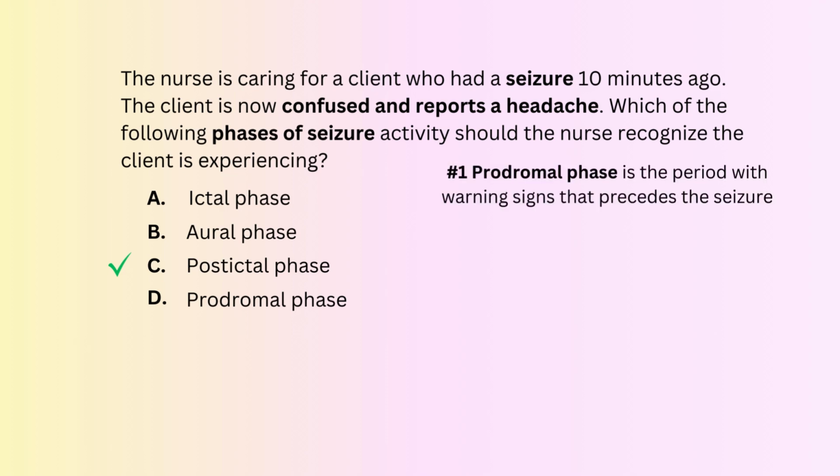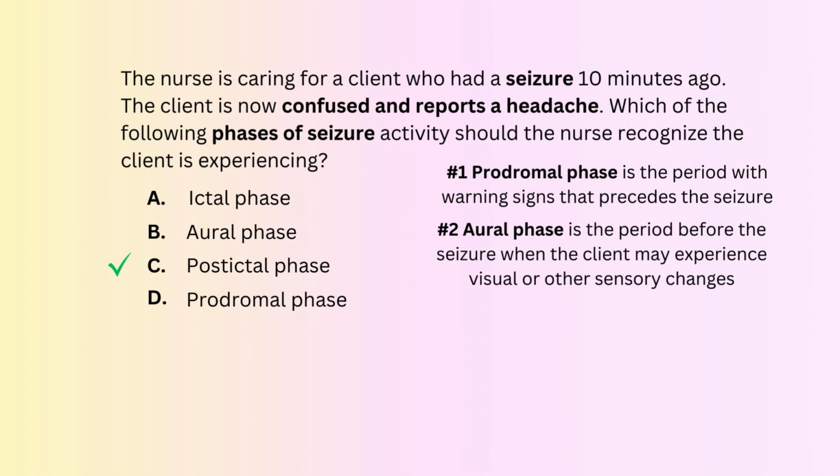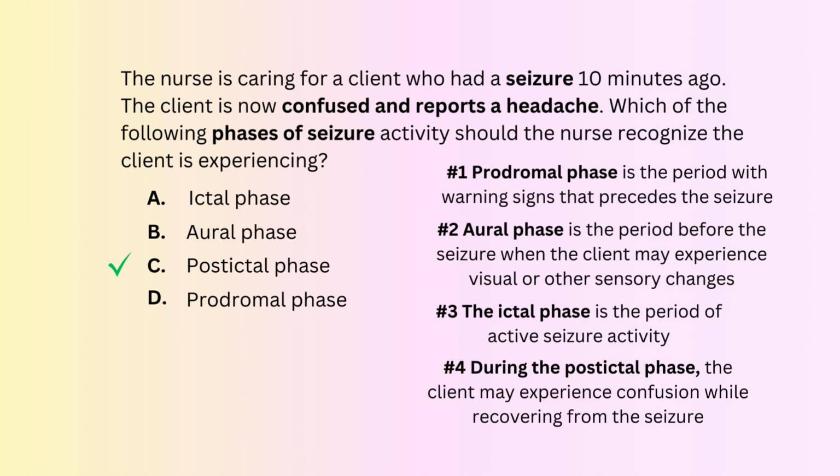The prodromal phase is the period with warning signs that precedes the seizure. The oral phase is the period before the seizure when the client may experience visual or other sensory changes. Not all clients experience or can recognize a prodromal or oral phase. The ictal phase is the period of active seizure activity. During the postictal phase, the client may experience confusion while recovering from the seizure. The client may also experience a headache.